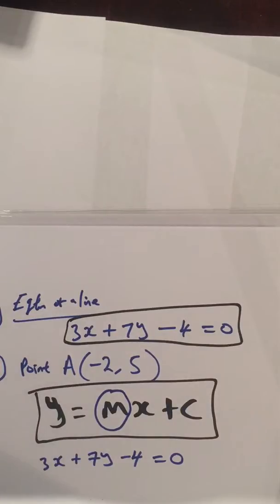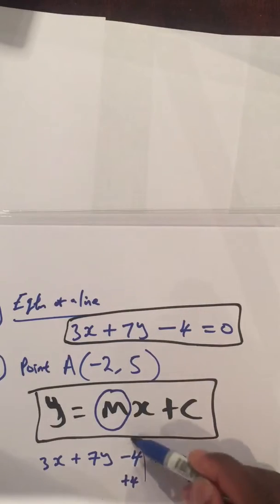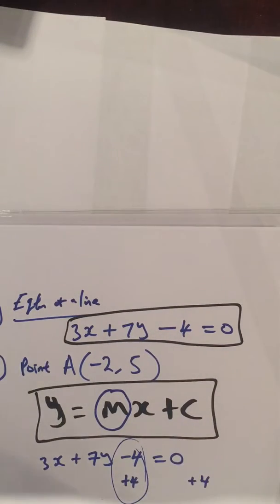But you need to know how to do that. So the first thing you want to do is to add 4 to both sides, because that's the first thing you would do to get rid of negative 4. Add 4 to both sides. So when you add 4 to this side, it cancels the negative 4. You're left with 3x plus 7y equals 0 plus 4 is 4.